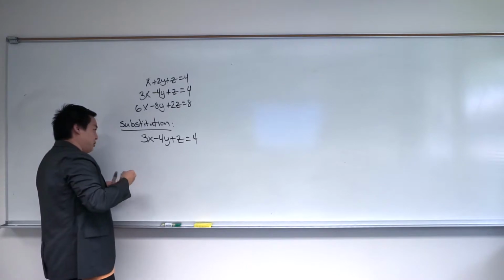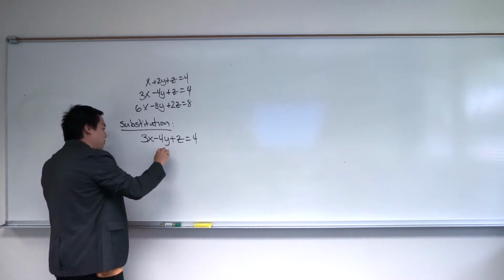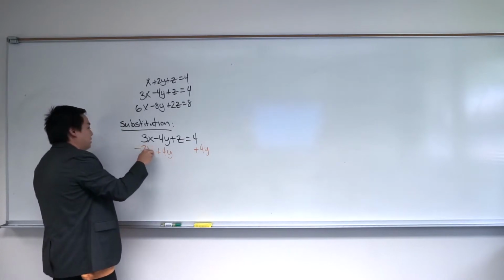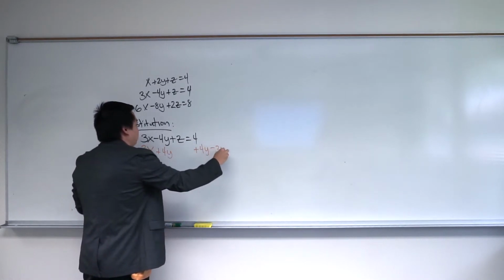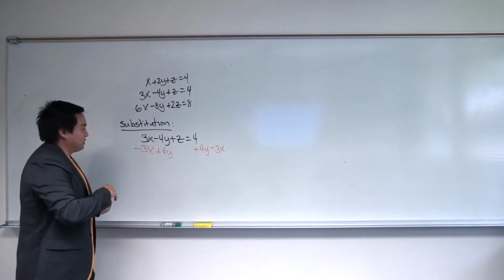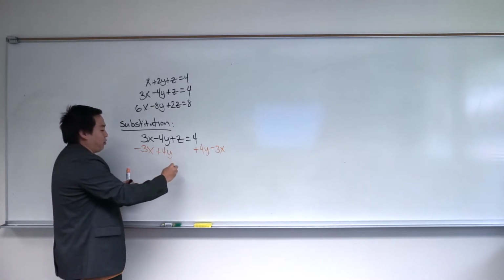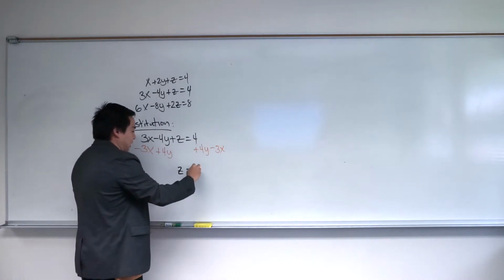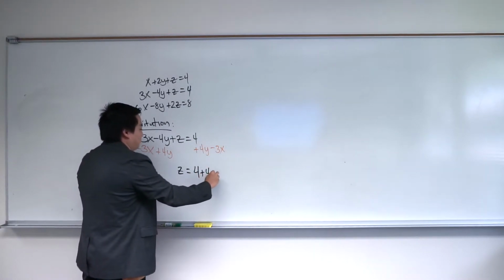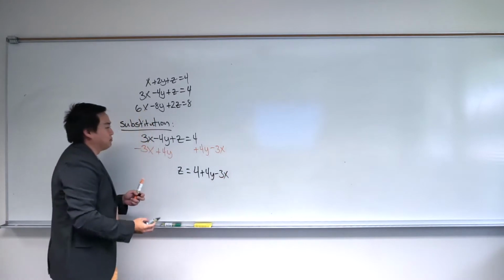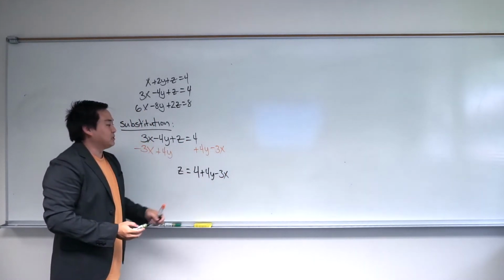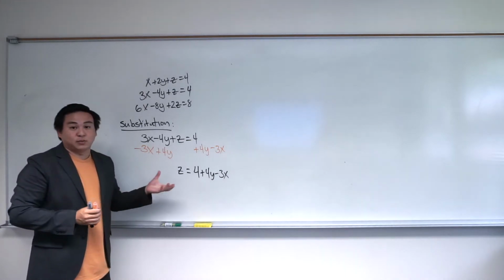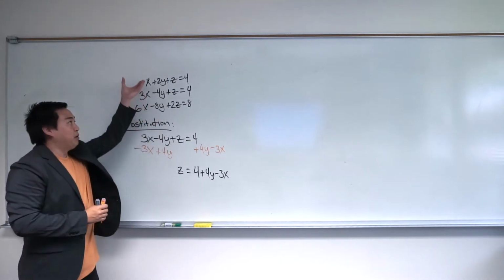So what I'm going to do is add 4y to both sides and subtract 3x to both sides. So you can see that these cancel now, and all you're left with is z on the left. And if I just write this in that order, you'll get the right-hand side: the 4 plus 4y minus 3x.